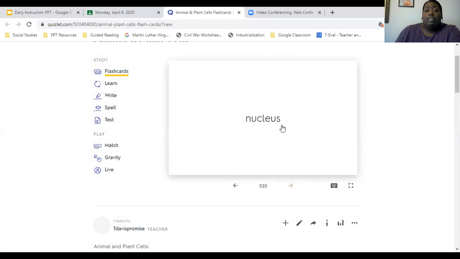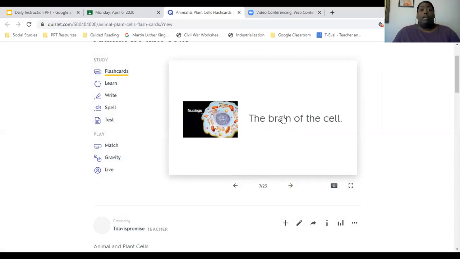The nucleus. The nucleus, if I was to compare a nucleus to anything, I would say that it's a brain. So the nucleus is the brain of the cell. It tells the other organelles what to do. That's the other little parts inside of the cell.